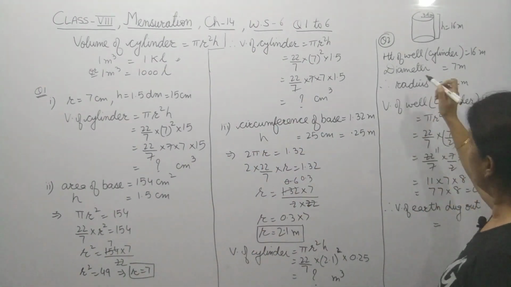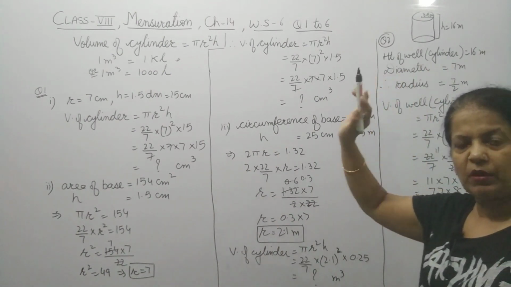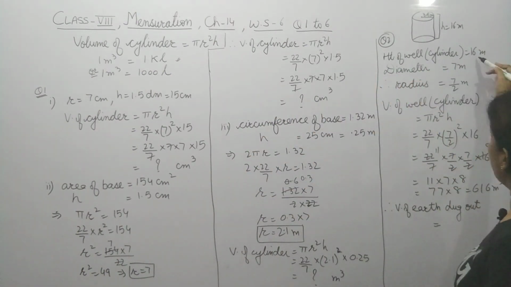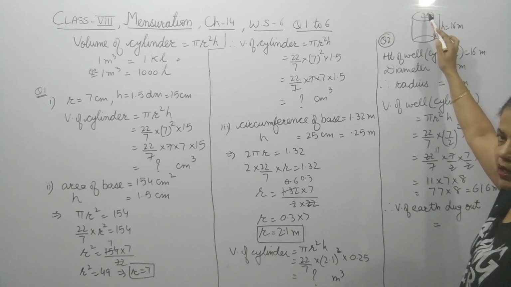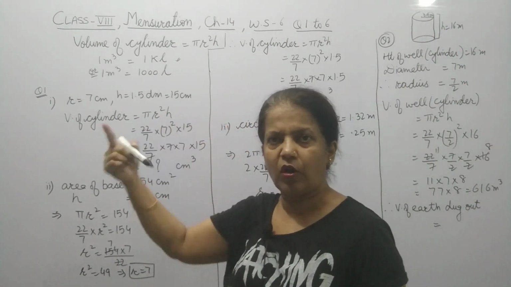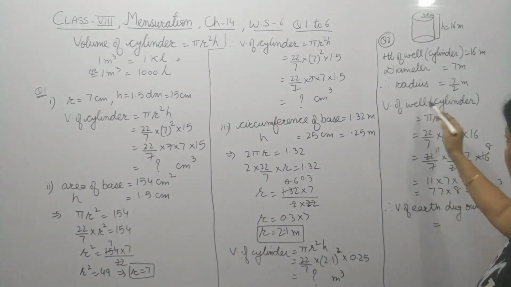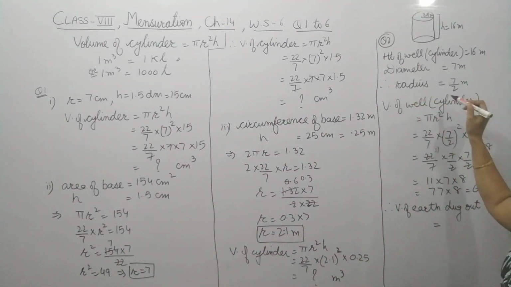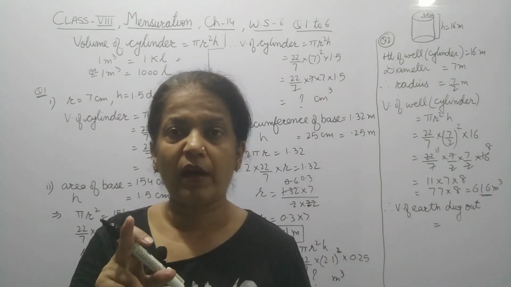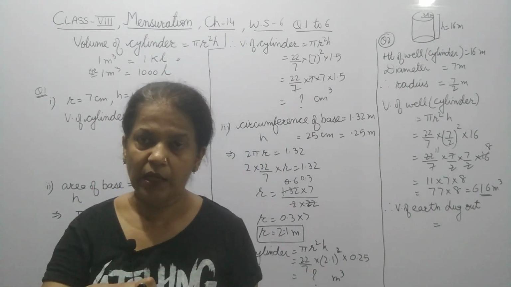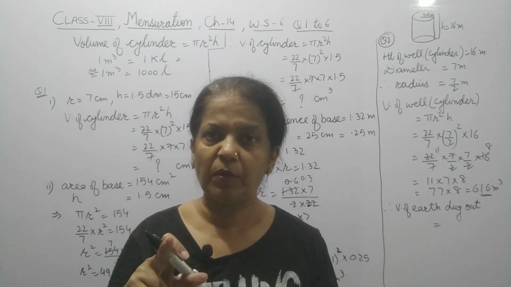So what we will do: the height of the well, which is in the shape of a cylinder, is given, diameter is given 7 meters, so radius either you will take as 3.5 or 7 by 2 also. Now apply it in the formula of volume of cylinder pi r square h, you will get it as 616 meter cube. This volume is of what? Volume of well. Okay, the well is in the shape of a cylinder.